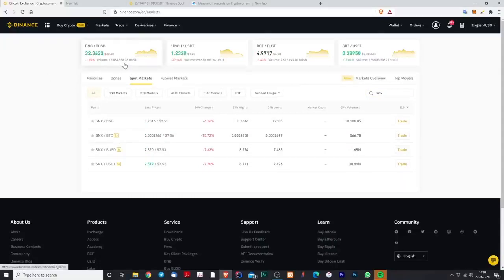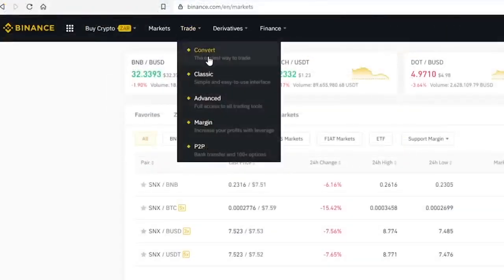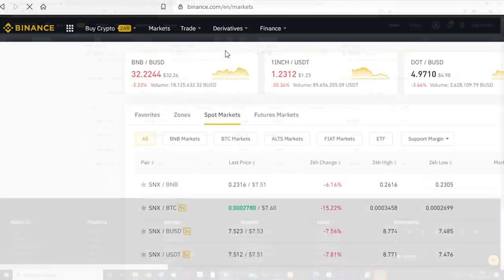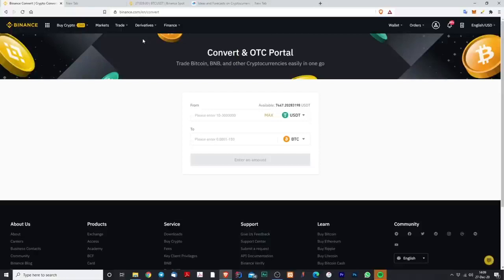So let's now go to the main deal, right? The trading desk, because I know a lot of you are waiting for that. So you click on here, trade. You see it has convert, classic, advanced, margin, and P2P. First I'm going to go to convert. The convert function is what you use to convert a certain cryptocurrency to another, to swap, right?